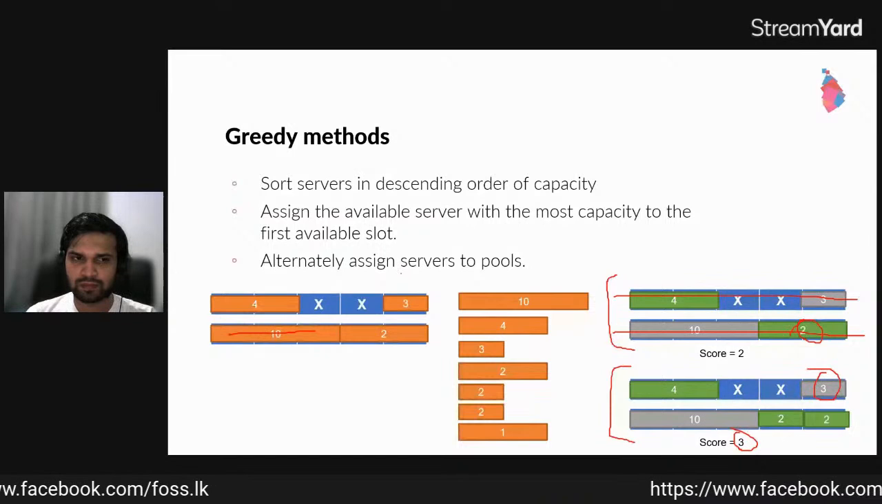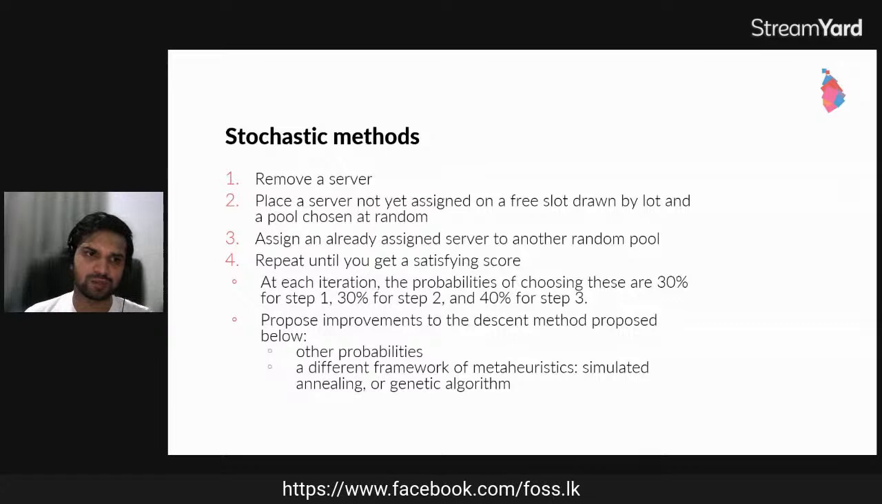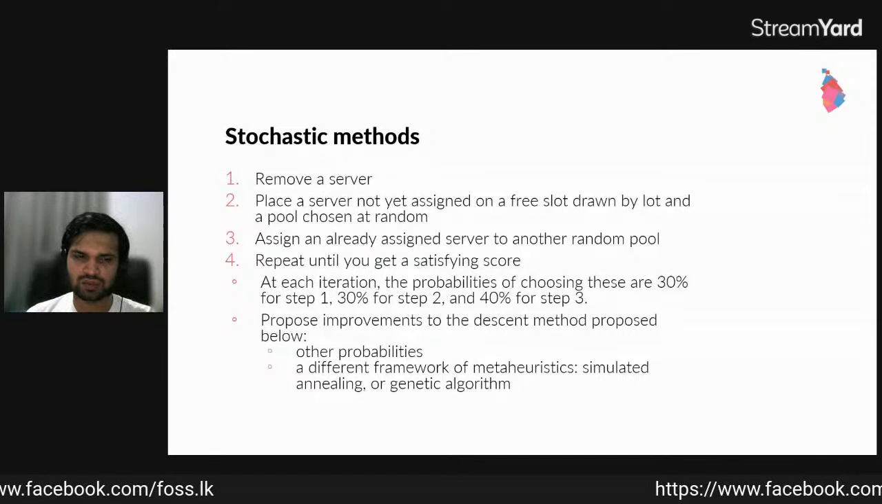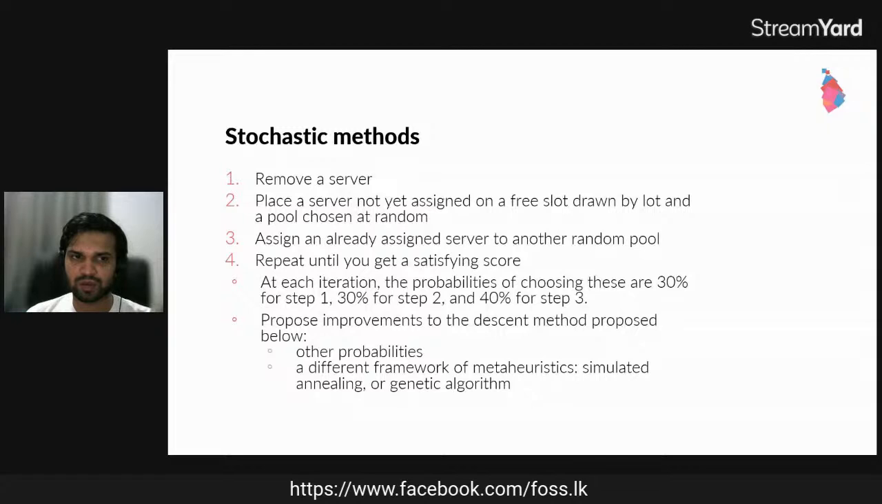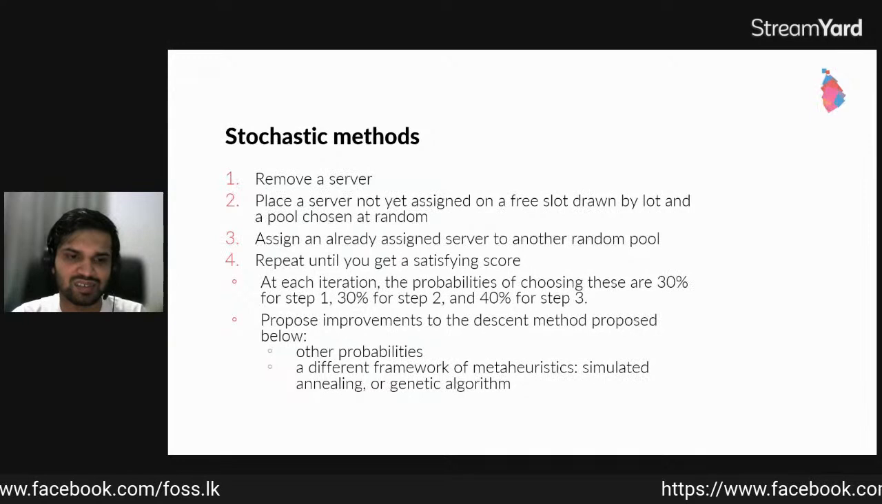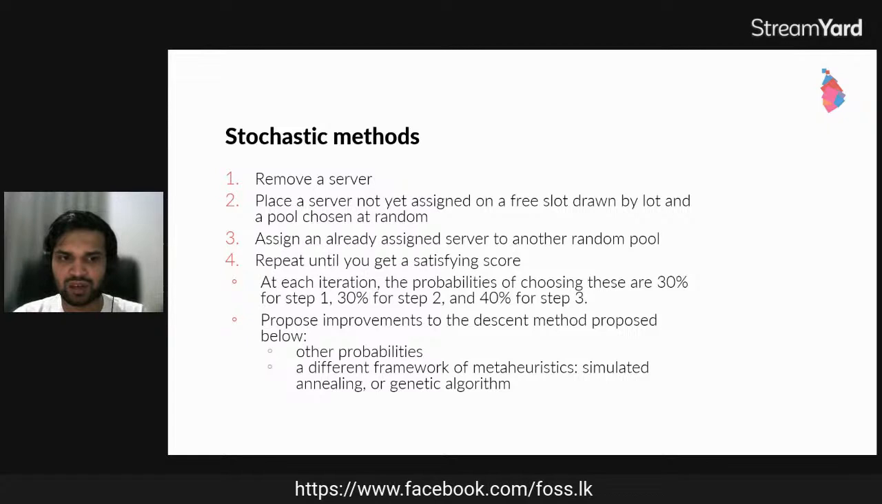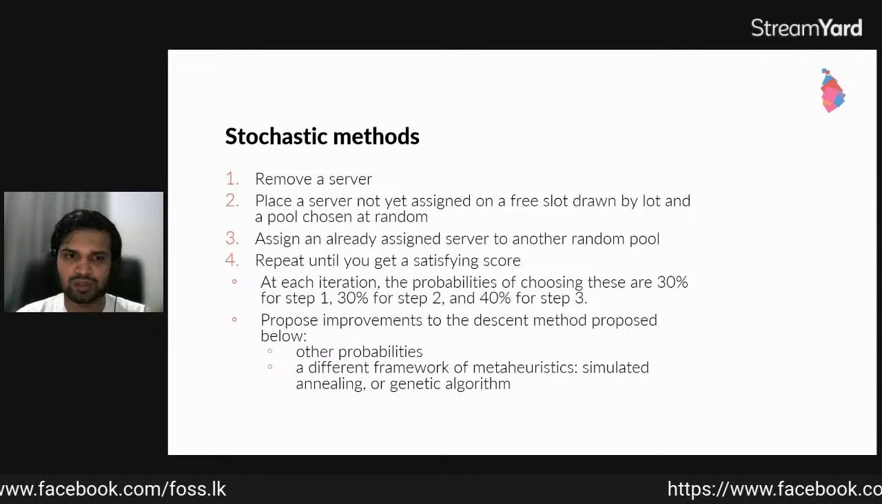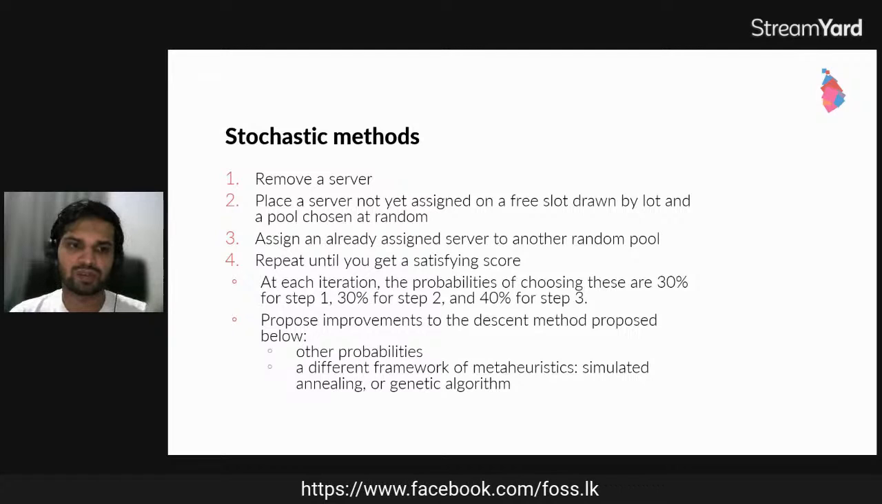One other method you can use is the stochastic method. So what is the stochastic method? What you do is you randomly select servers and randomly put them. You might think it is not a solution, but it is a solution, because if you can come up with a valid solution for any problem, you can submit it and you can get a score. Therefore, you can come up with these kinds of strange solutions.